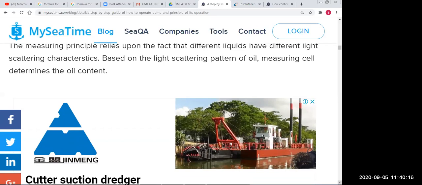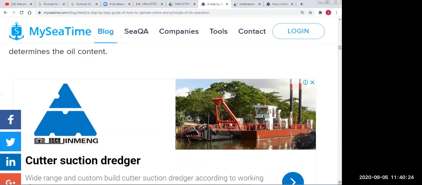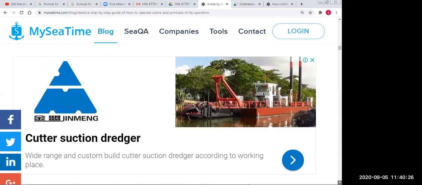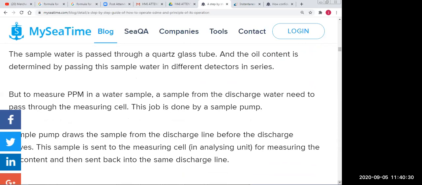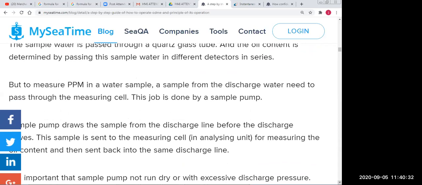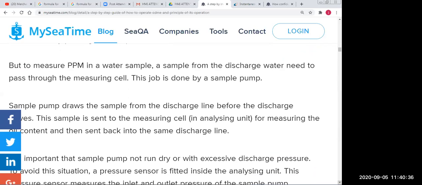So it is based on the principle of light refraction. Different liquids have different light refraction characteristics, and as per that, the ppm is measured. If more oil, more light will be scattered, so more ppm will be there. This oil is passing through a quartz glass tube, determining by passing the sample water in the detector.